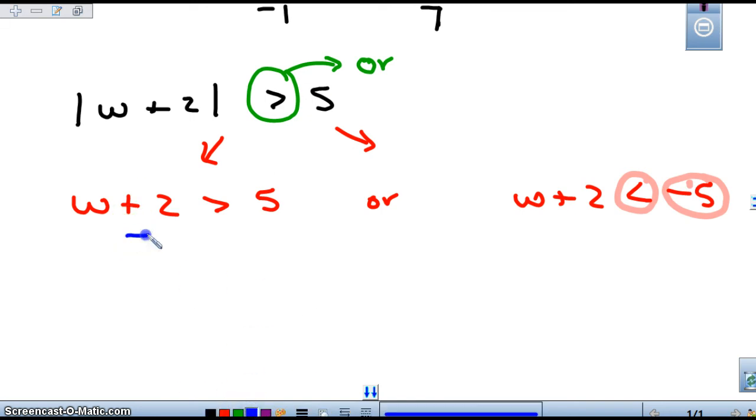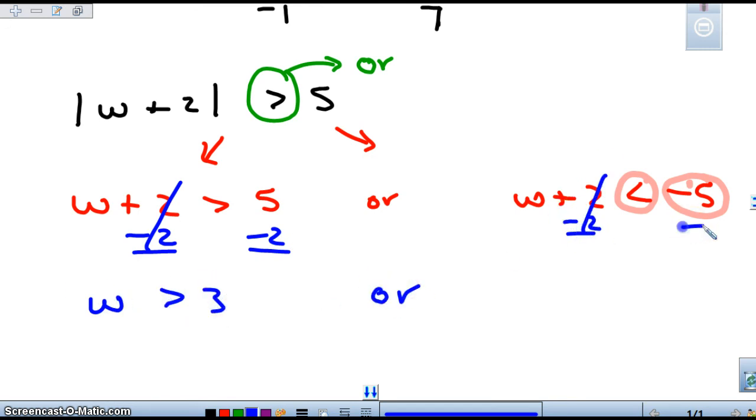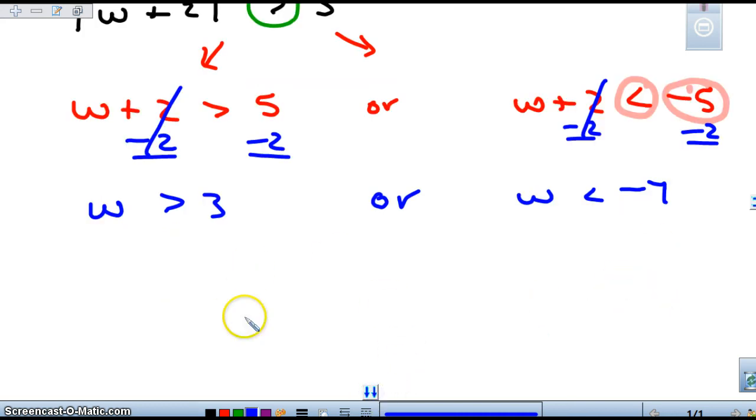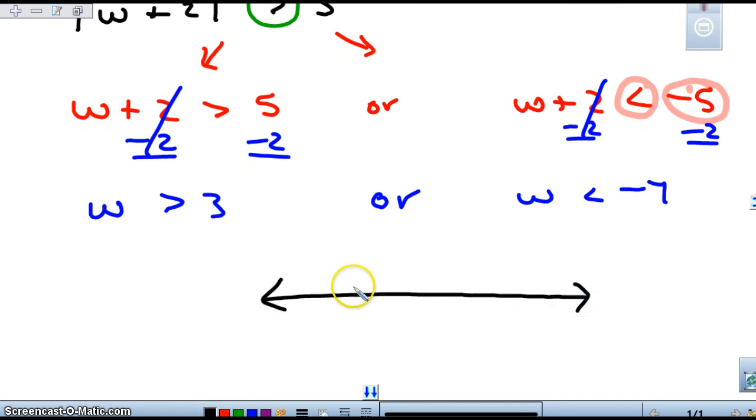Can we solve each of these? Minus 2, minus 2. w is greater than 3, or w is less than -7. Let's graph this. What should our graph look like? Anybody? Pointing out, very good. So -7, w is less than -7, and this should be an open circle. And w is greater than 3, open circle.